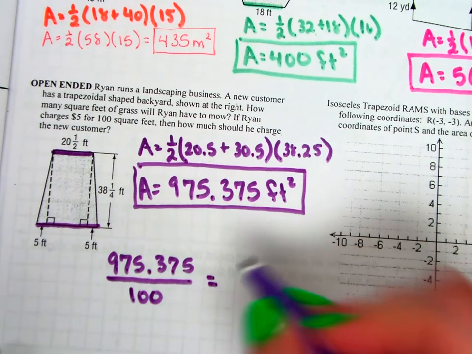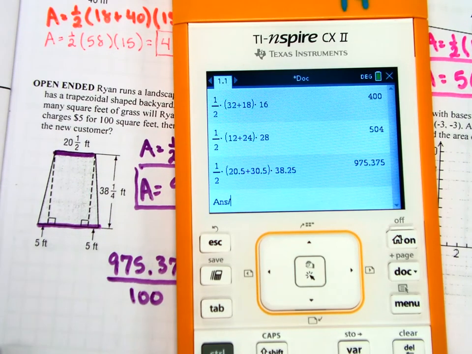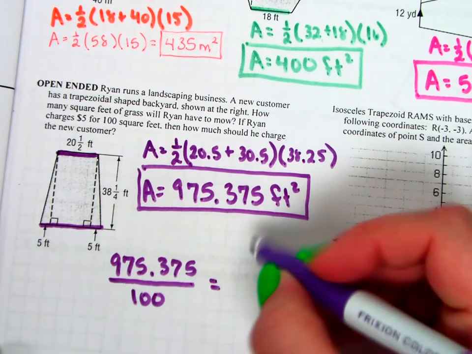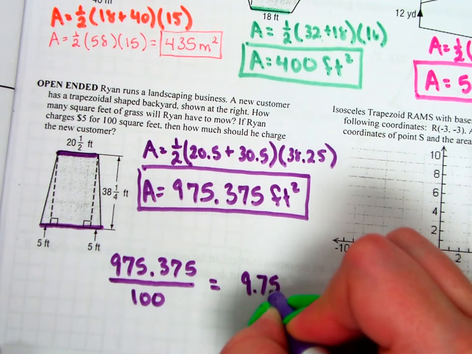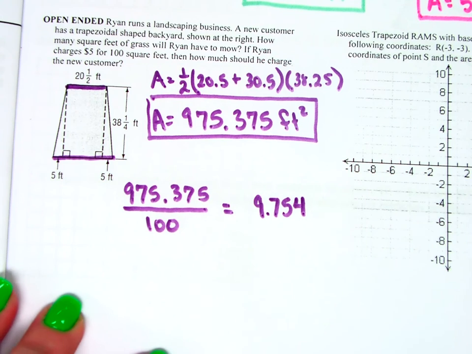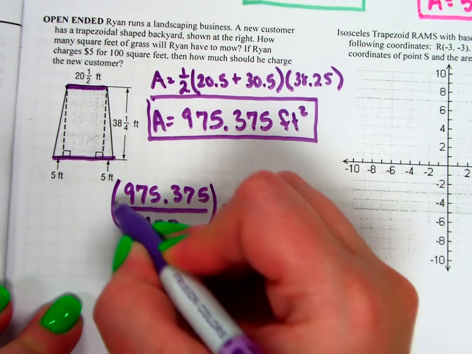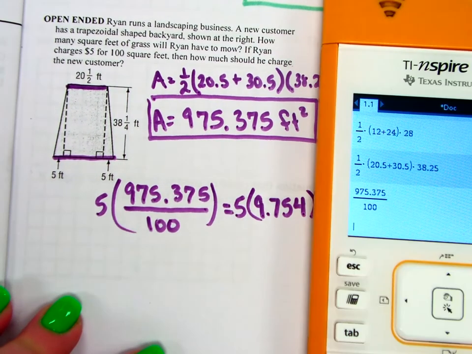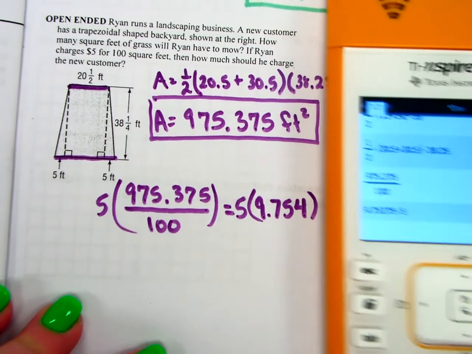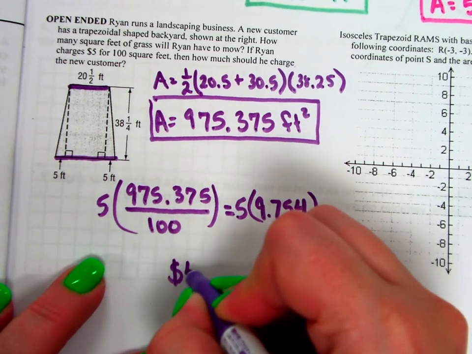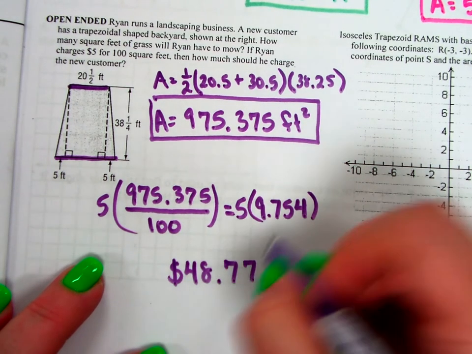975.375 divided by 100 is going to give me, we just moved the decimal over 2 places, right? 9.754. So that's how many 100 square feet there are. What do I do with that? I multiply by 5. So I end up with times 5. I should charge $48.77.